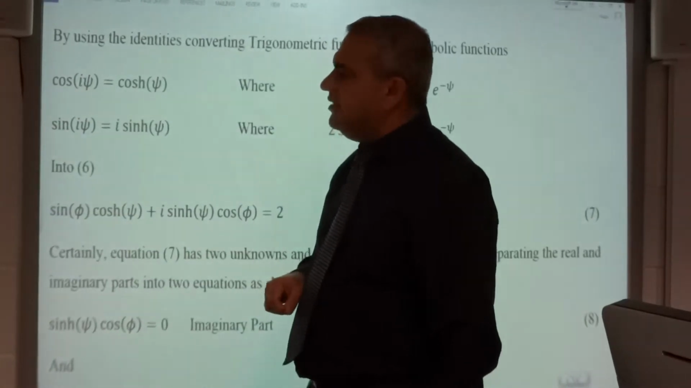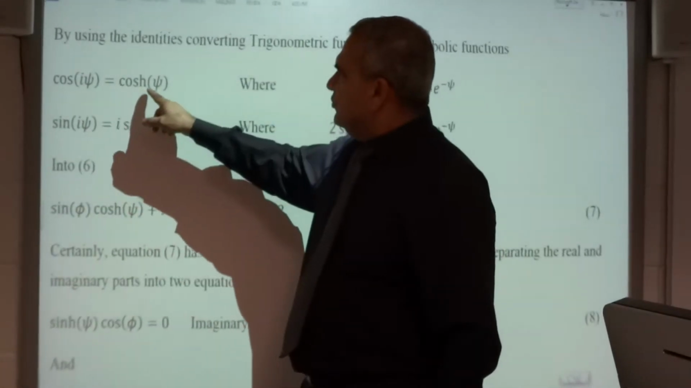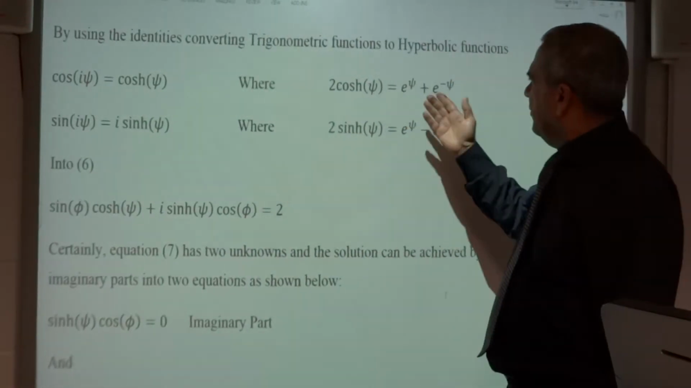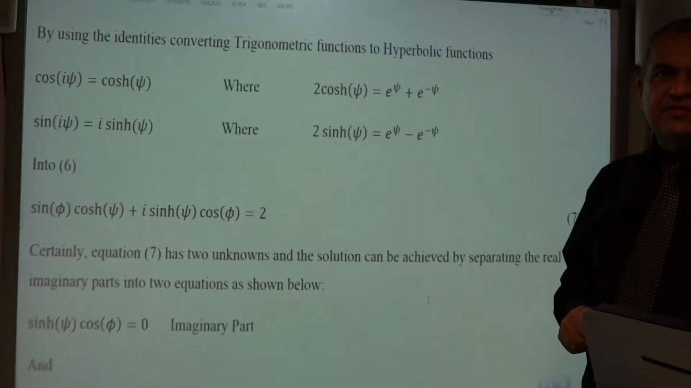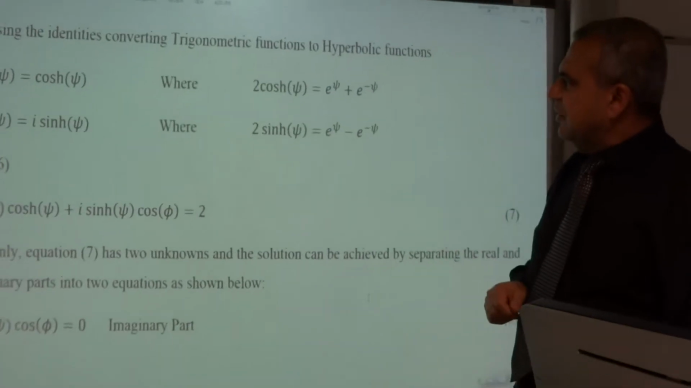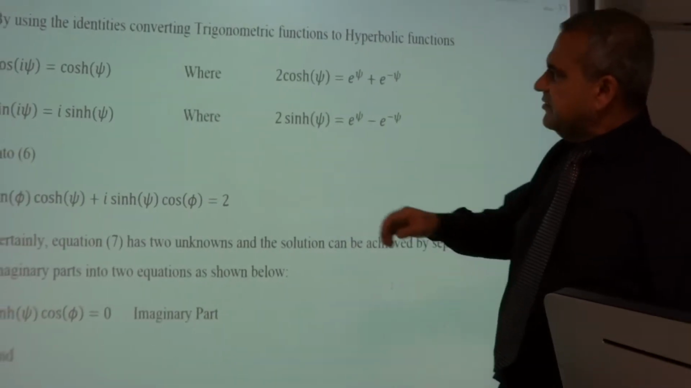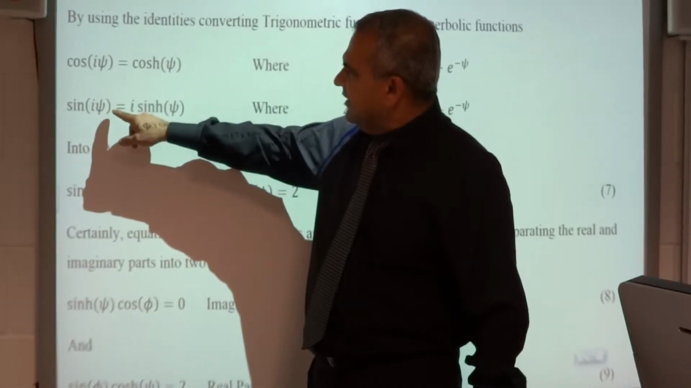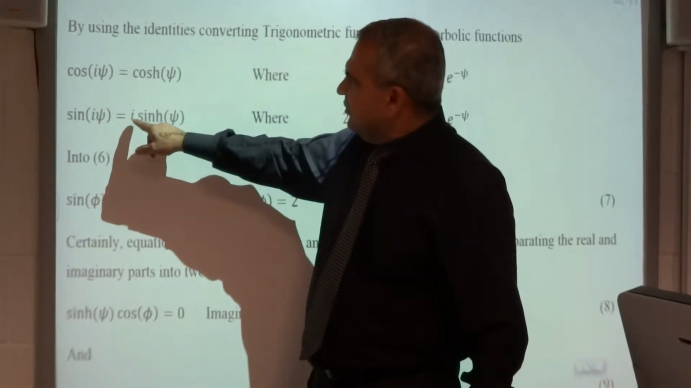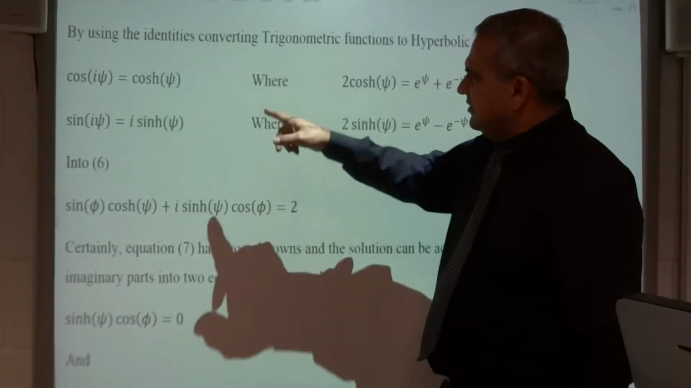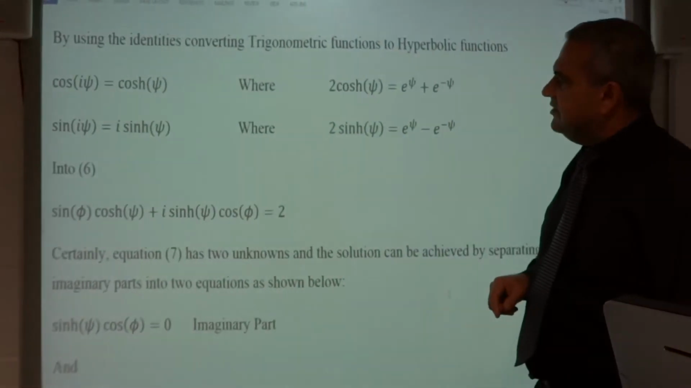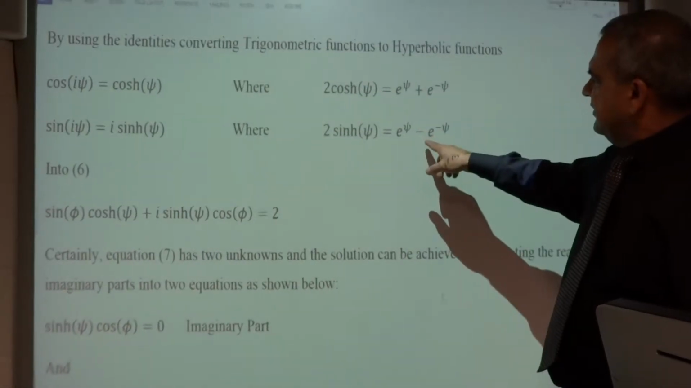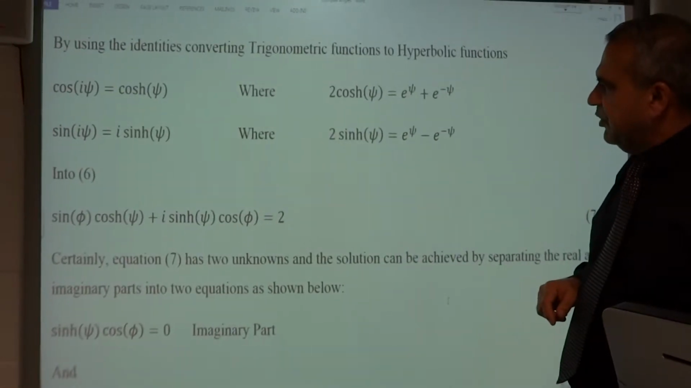Cosine of i psi is equal to cosh psi, the hyperbolic cosine, which is defined by this formula here. I assume that you are also familiar with this expression. The same thing applies to sine of i psi, which is equal to i sinh psi, and this is the definition of hyperbolic sine.